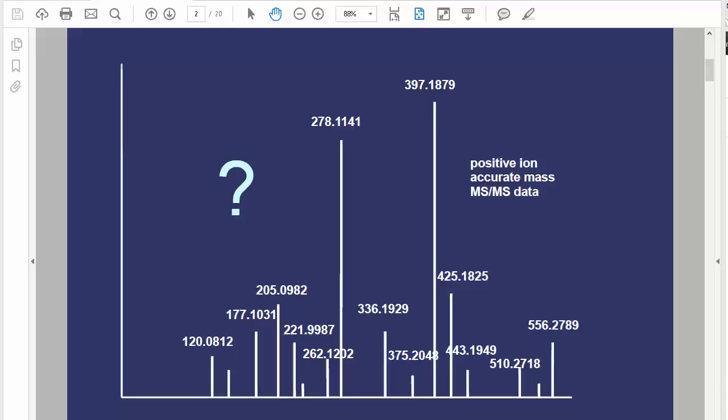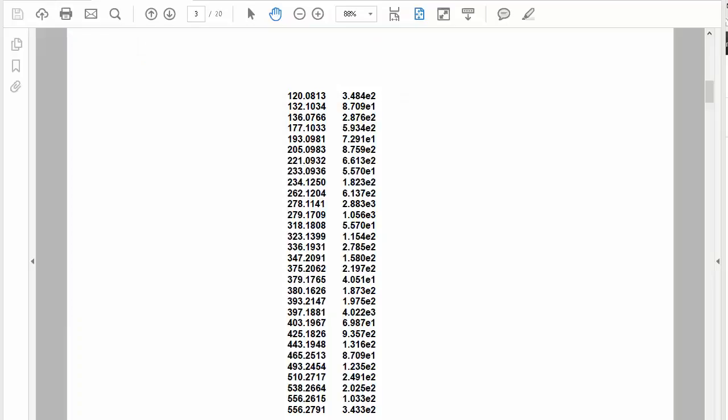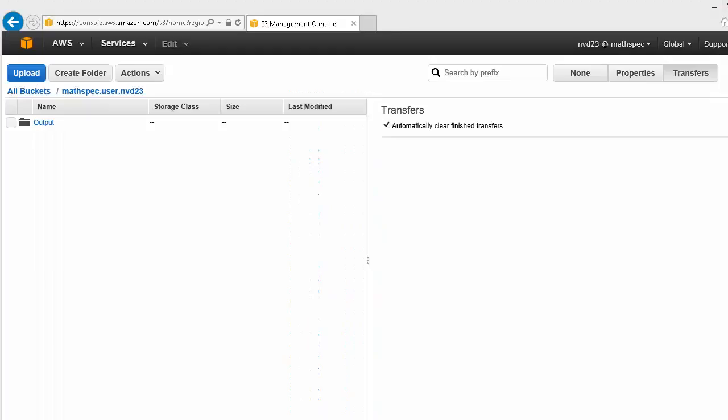The application uses spectral data in the form of a plain text file of mass intensity pairs. This is the plain text file of the mass intensity pairs of the same spectrum. I've already logged into my Amazon AWS account. To start the searching, I first load up the plain text file.